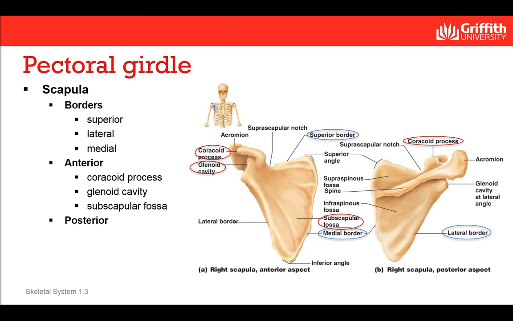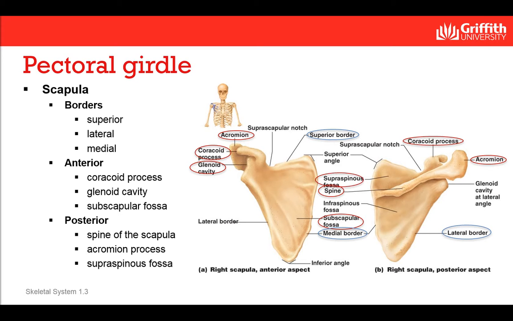In the posterior view, we have some very prominent features. The spine of the scapula is a raised bar that lies close to the vertebral column at its medial end and flares out into the acromion process laterally. The acromion process articulates with the clavicle at the acromioclavicular joint.